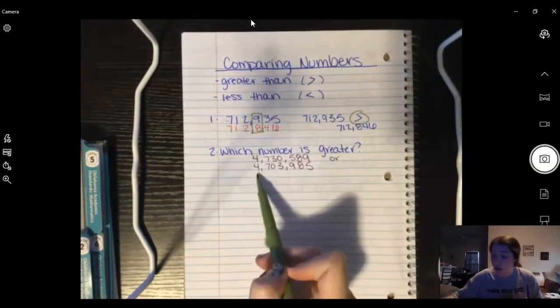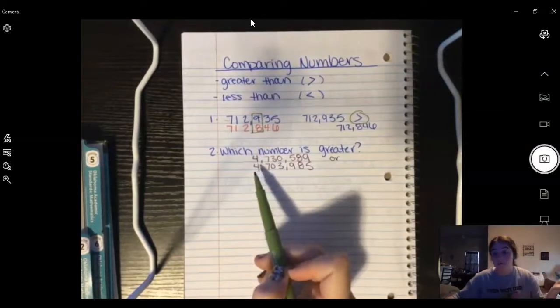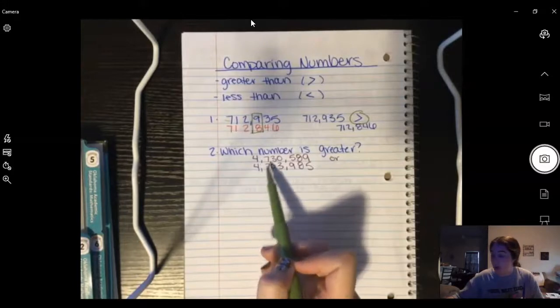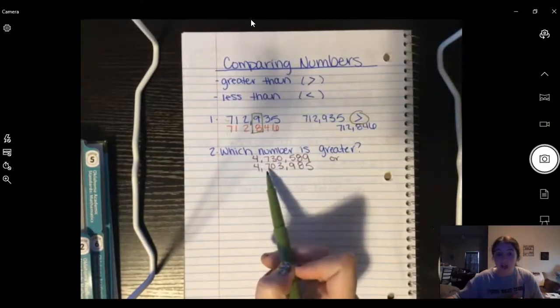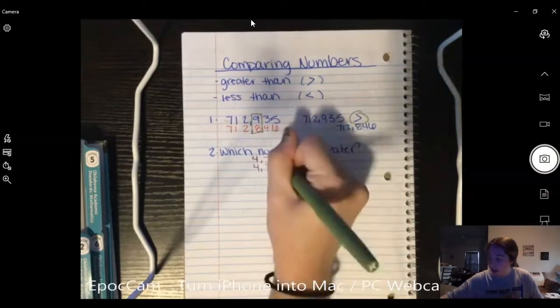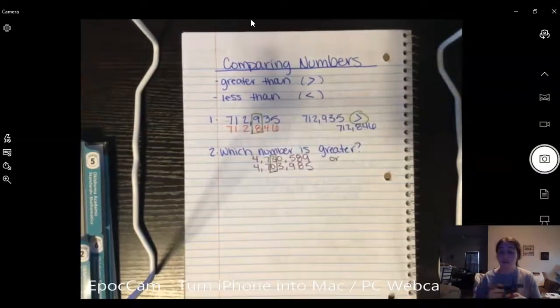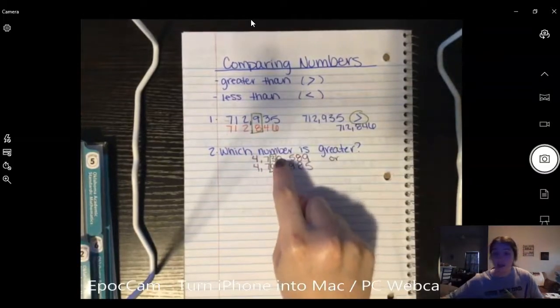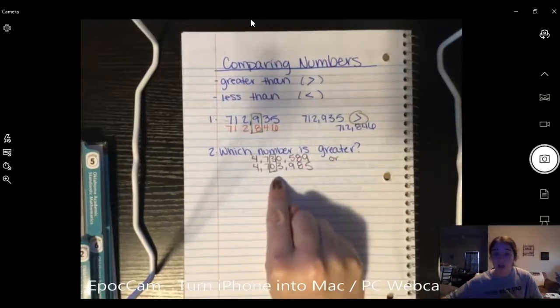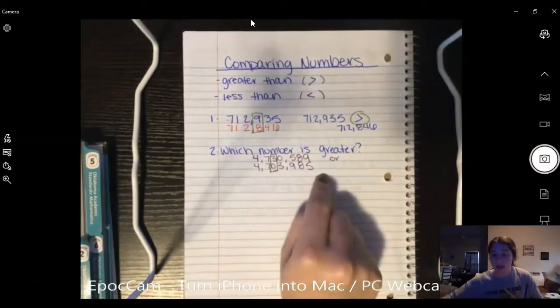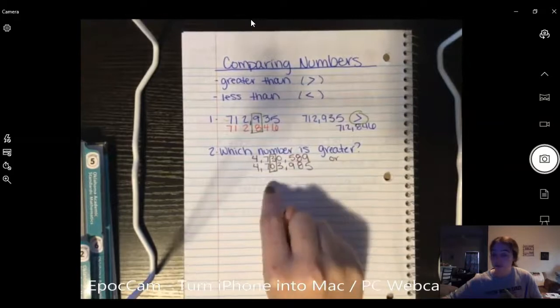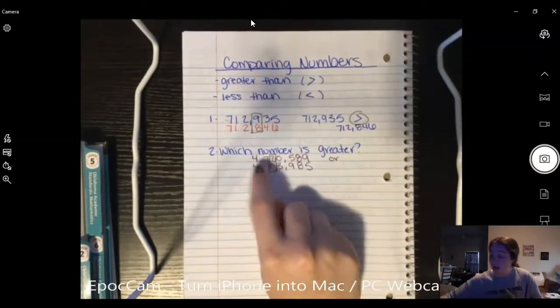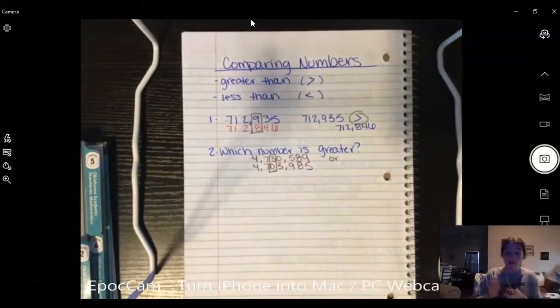Okay, so at the left in the millions, each number has 4 millions. Therefore, it's the same. We need to keep going to compare them. In the 100,000s, they each have 7. Okay, but then we get to the 10,000s. And right here is where we're going to tell the difference. 3 is in the 10,000s in this first number, and 0 is in the 10,000s in the second number. Well, we all know any number is greater than 0. So the first number is going to be greater.